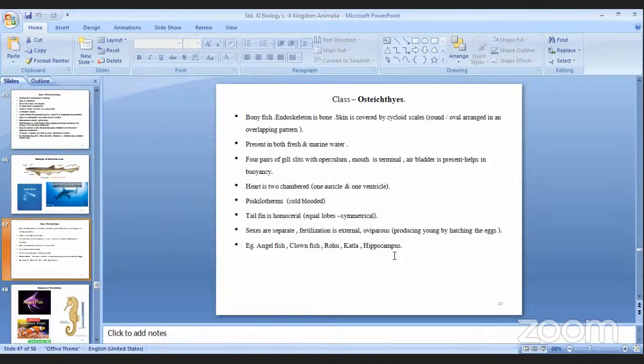Angelfish, clownfish, rohu, katla, hippocampus. These are the different examples of osteichthyes.